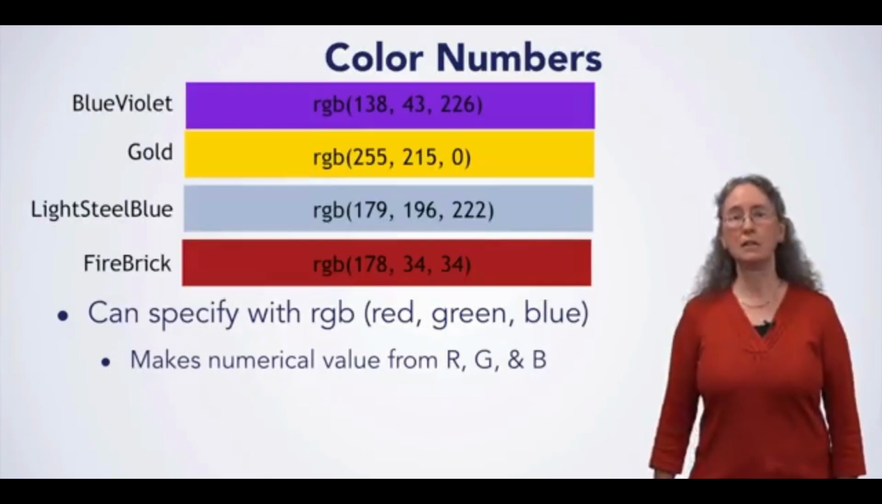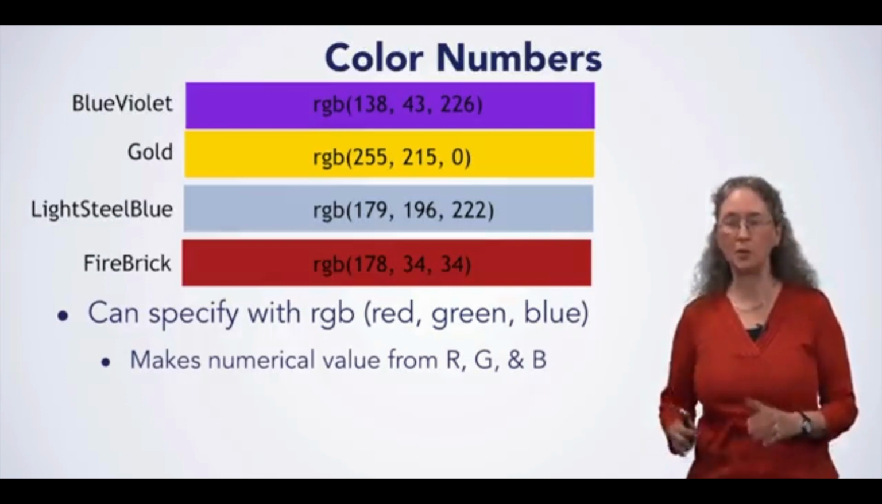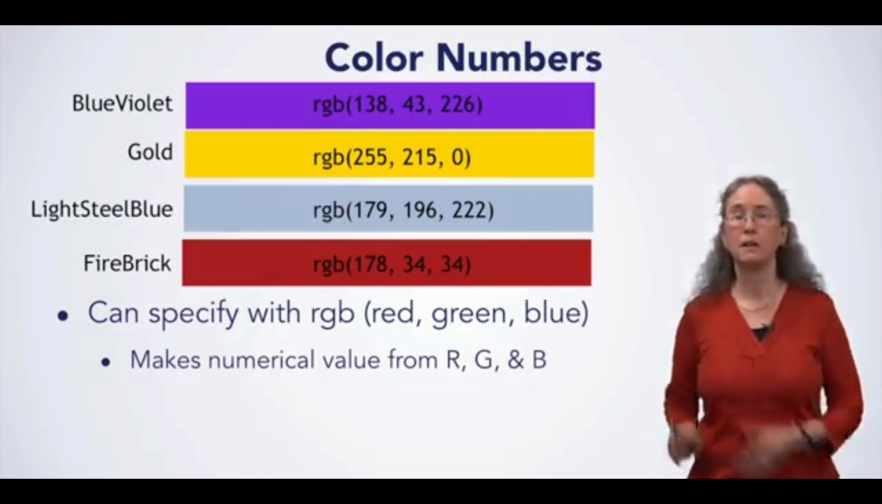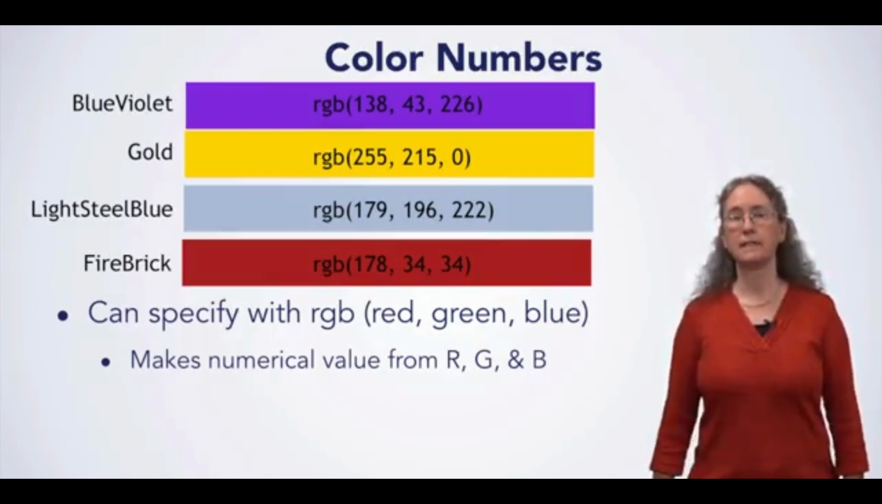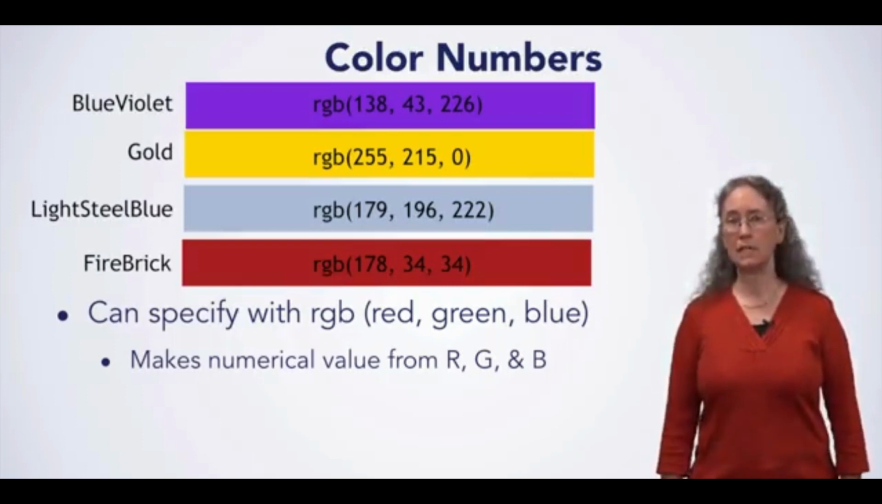In CSS, you can specify a color by specifying its red, green, and blue components by writing RGB, then an open parenthesis, followed by the numerical value for red, green, and blue, each separated by a comma, then a closed parenthesis. This syntax takes the red, green, and blue numbers and then combines them into a single numerical value for you. Each of the colors we saw before has their RGB values written on top of them here.